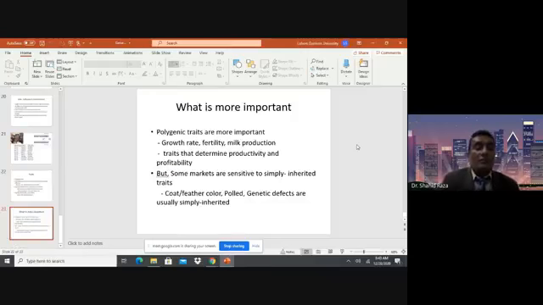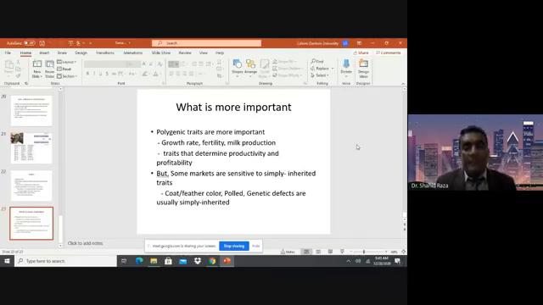Now, what is more important when we talk about these traits? Polygenic traits are more important, whether it is growth rate, fertility or milk production. These traits determine productivity and profitability. Always remember this for animals and plants, especially animals. If there is no proper growth rate, no fertility and no proper milk production, these polygenic traits determine the productivity and profitability of the animals.